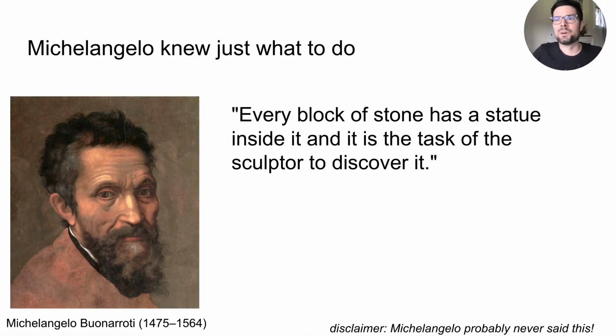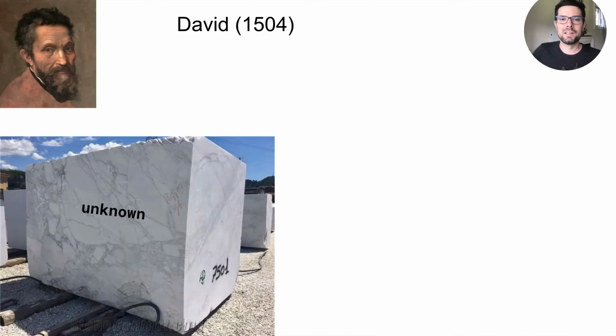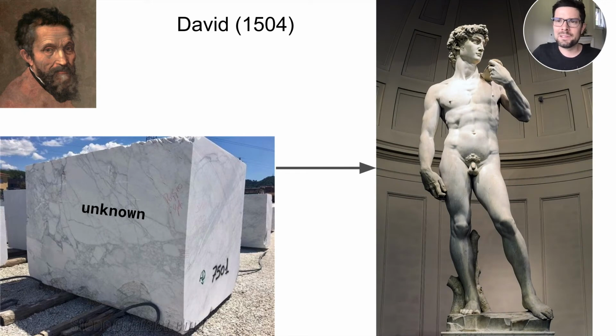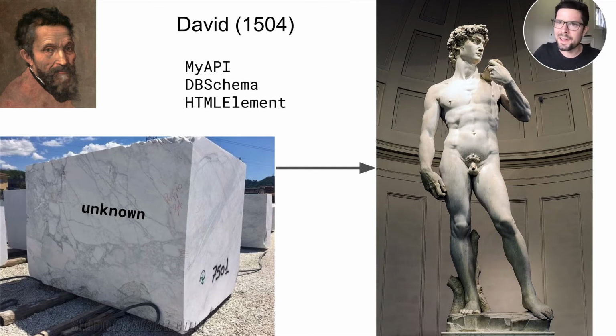So Michelangelo, he knew what to do with it. He had this great quote that every block of stone has a statue inside of it, and it is the task of the sculptor to discover it. So he looked at that block of marble, and he saw the statue he wanted to carve, and he carved the David. And my Italian is not so great, so I'm not exactly sure what David means. I've heard a few possible translations, like my API or DB schema. I've even heard HTML element. So we'll get into that.